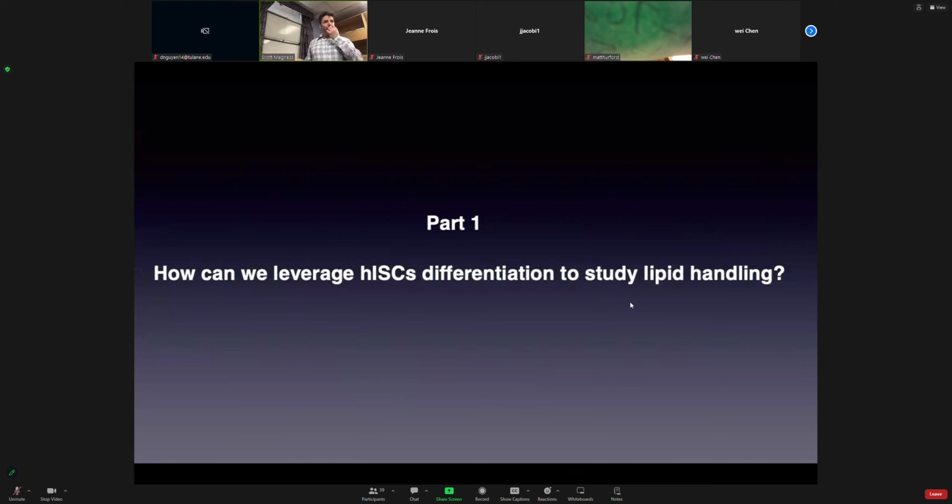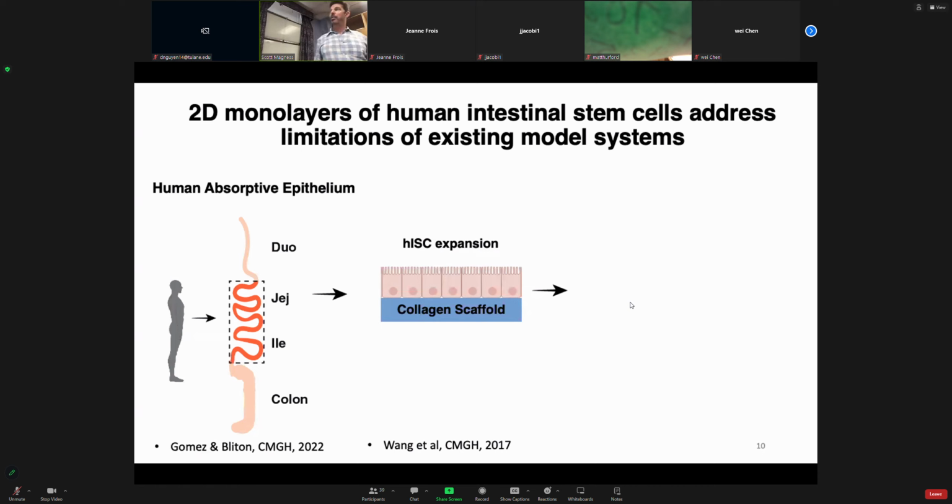Now that we have these tissue constructs, what I'm going to do is show you really two things that we've used these for: fatty acid handling and also C. difficile infections, to understand certain properties of either fatty acid handling or the effect of toxins on the epithelium. So how can we leverage these stem cell differentiation, human ISC, that's human stem cell differentiation, to study lipid handling? Well, again, we decided to try to make this as physiologically relevant as possible. And we went to human epithelium to get stem cells.